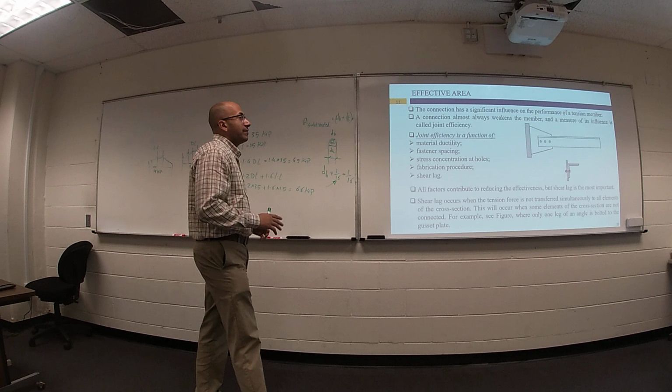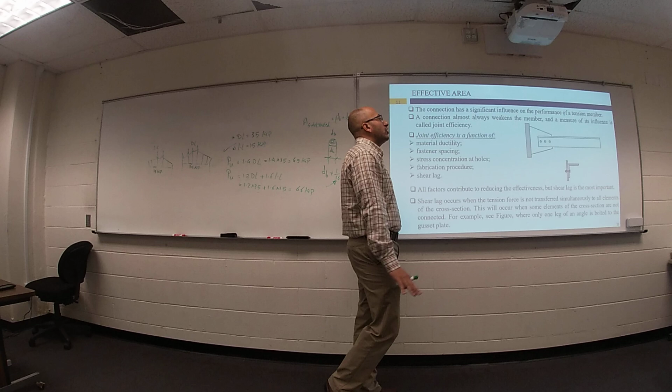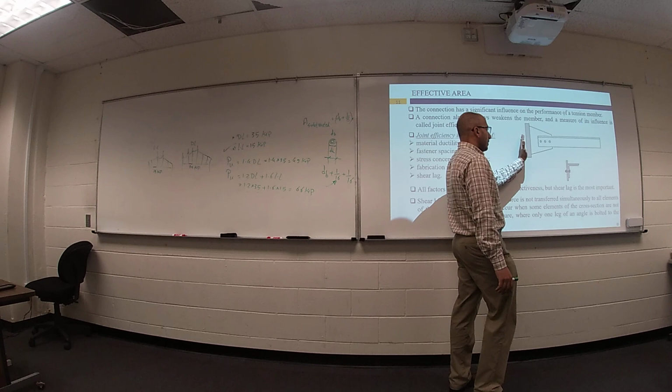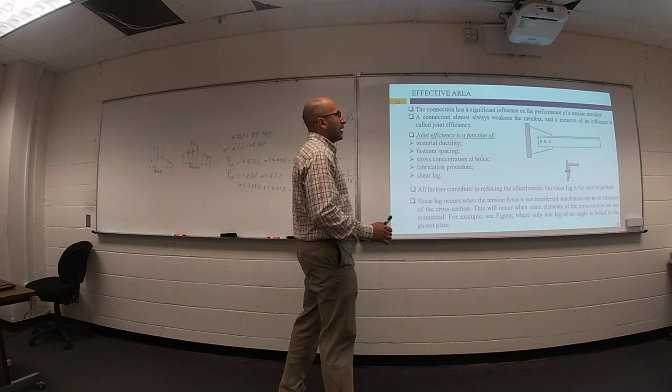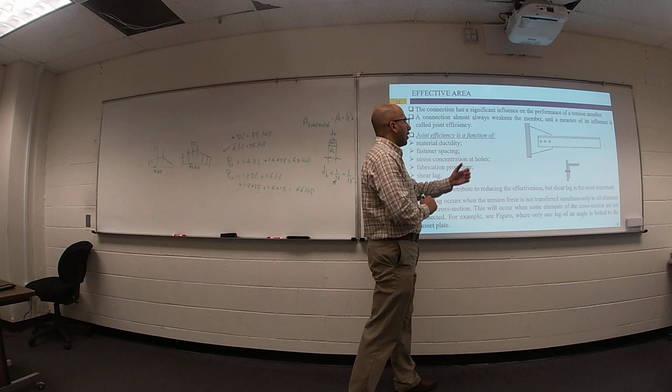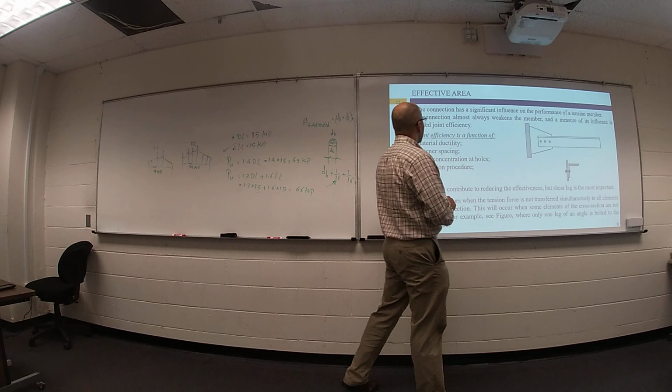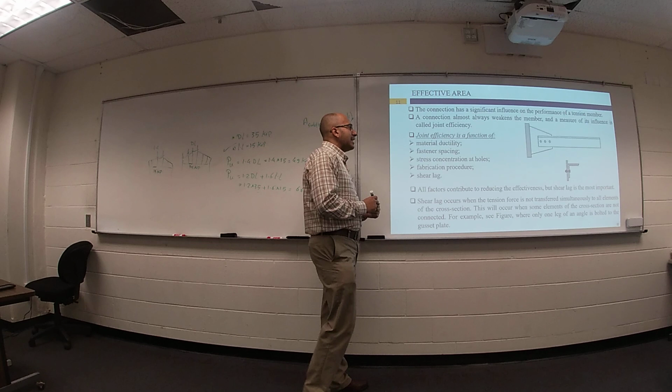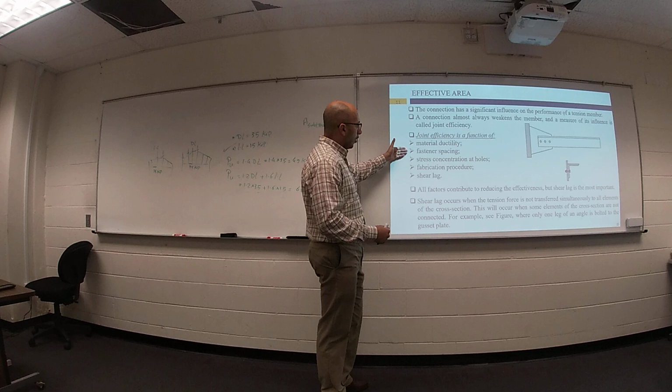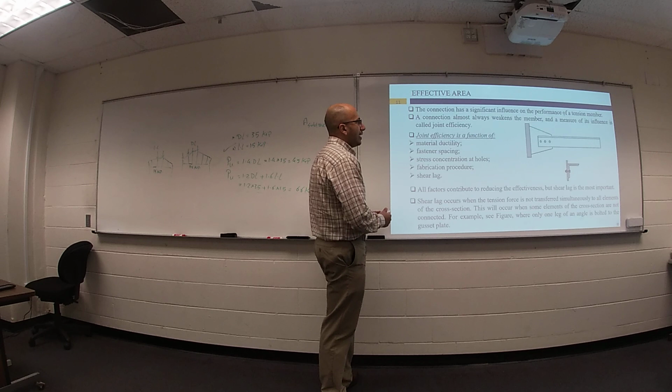The connection has a significant influence on the performance of a tension member. This member is connected to this side by this connection. This connection has a very important influence on the performance of a tension member. Connection almost always weakens the member, and a measure of its influence is called joint efficiency. Joint efficiency is a function of material ductility, spacing between bolts, stress concentration at holes, fabrication steps, shear lag. This one is the most important thing.